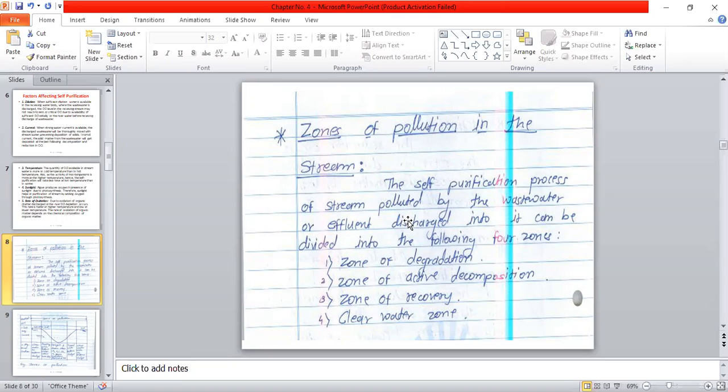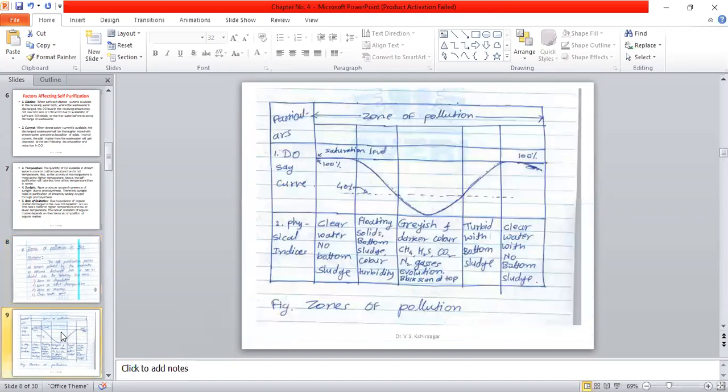See here. The self purification process of a stream polluted by wastewater or effluent discharged into it can be divided into the following 4 zones. What are the 4 zones? Zone of degradation, zone of active decomposition, zone of recovery, and clear water zone. I will explain that part with the help of a figure. Please draw this figure first, then I will explain. I will give you 5 minutes to draw the figure. Hope everybody will finish it.